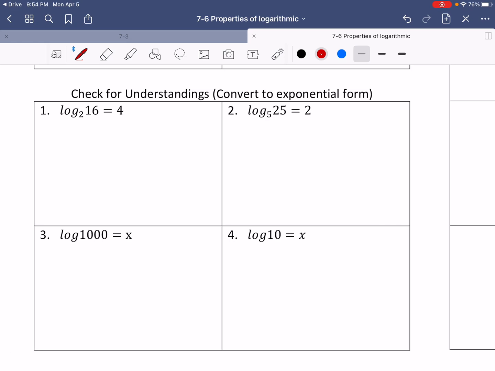Same thing here. 2 is going to be our base, right? Beautiful curve. So it's going to be 2 to the fourth power is equal to 16. Okay. Now try the question on the right by yourself.